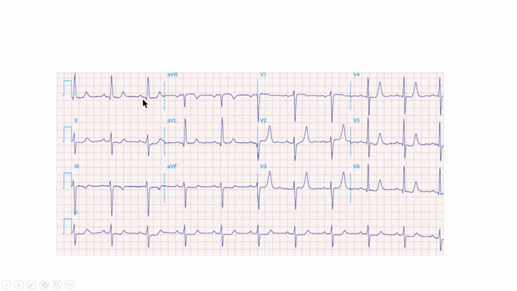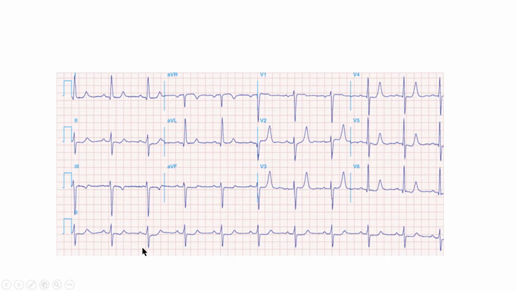Here we can see a small Q and a large R in 1 and AVL, and then we see a small R and a large S wave in 2, 3, and AVL. That, in combination with the fact that the QRS complexes are less than 3 small boxes, we do have left anterior fascicular block. Moving on to intervals.